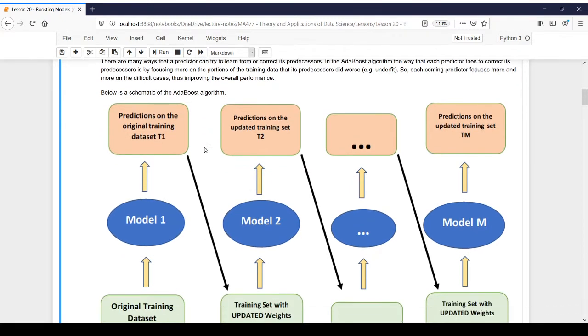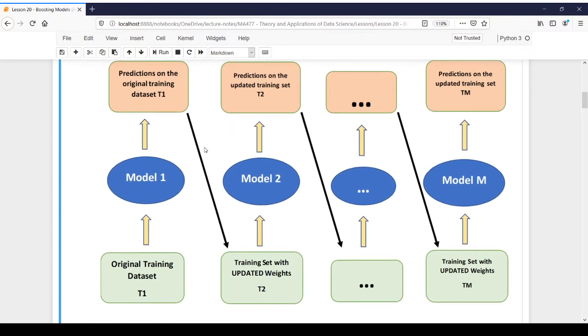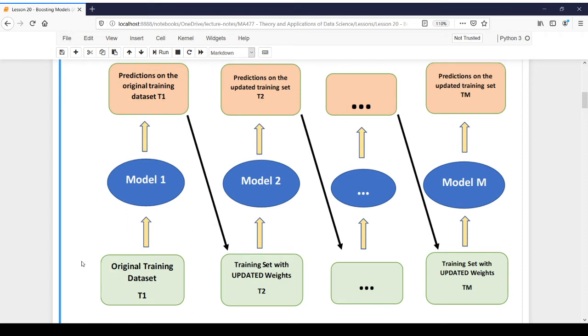So what is the heuristic? Let us focus on this picture here. There are many ways that a learner or a predictor can learn from its predecessors. So in adaptive boosting, the way a predictor tries to learn from its predecessors is by focusing more and more on the training samples that were misclassified by its predecessors. So as you move deeper and deeper into the model, these future learners are focusing more and more on these hard cases, right?